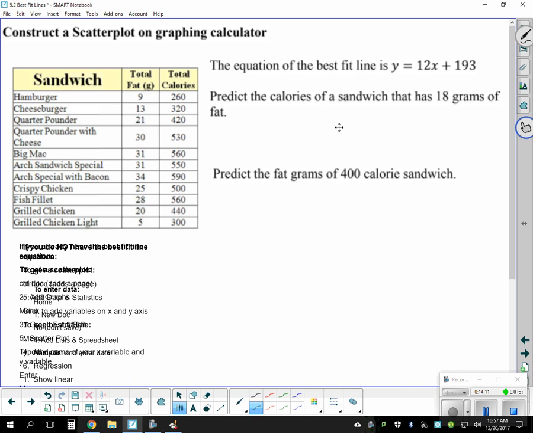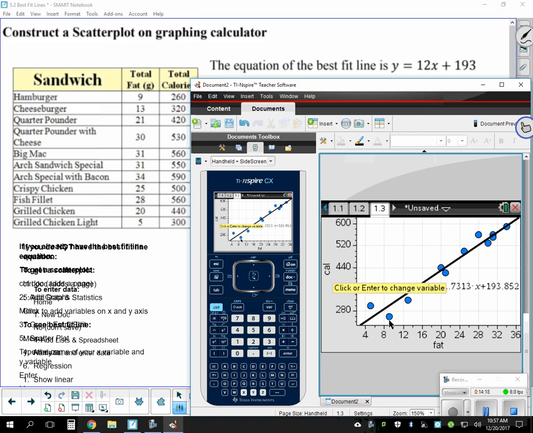All right, so predict the calories of a sandwich that has 18 grams of fat. So we could look at our graphs. Maybe you're looking at this one. Here's 16, here's 20. That means this is 18. So we can just use our scatter plot and say that, well, that's right here. That's 360, that's 440. I'd say that's about 380 calories.